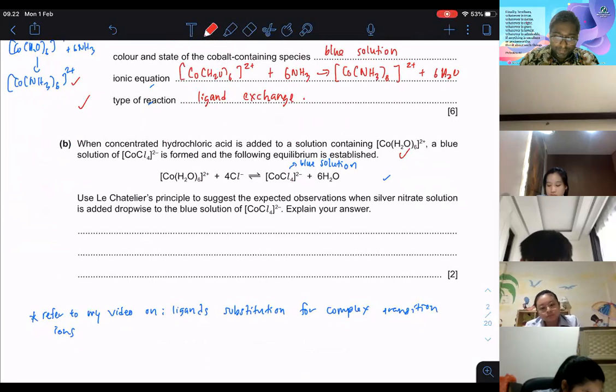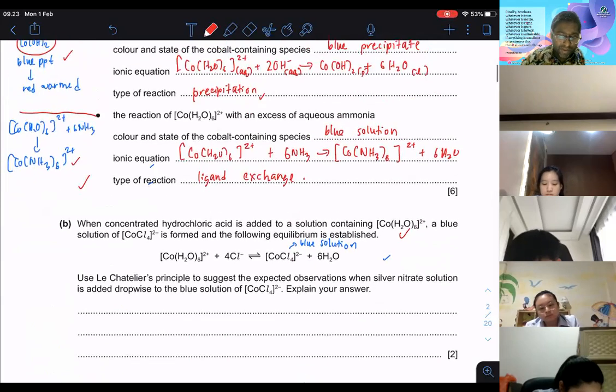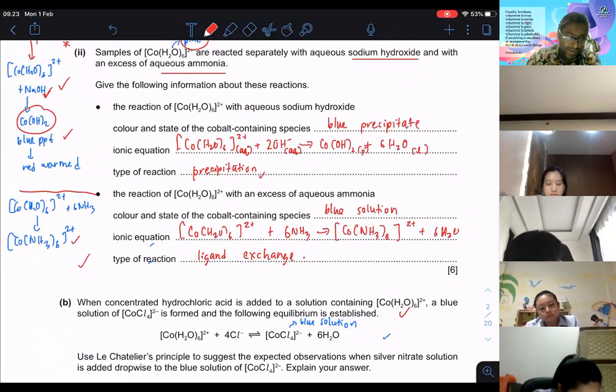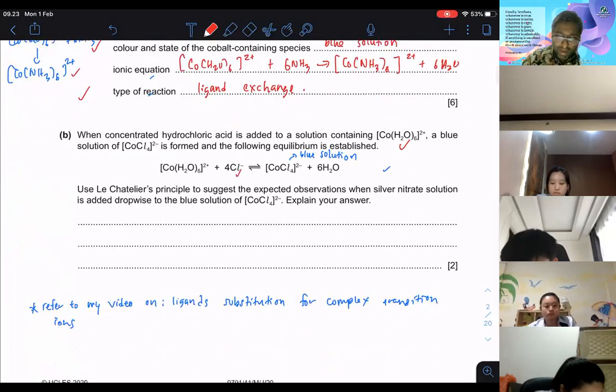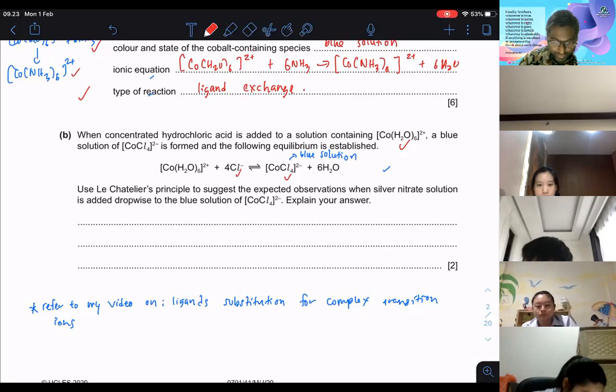cobalt this, a blue solution is formed, and the following equilibrium is going to be established. So you see here, when you are adding sodium hydroxide, you are going to get a blue precipitate. When you are adding ammonia, you are going to get a blue solution. When you are adding hydrochloric acid, you are going to get a blue solution. So please remember all this. In this case, use the LCP principle to suggest the expected observation when silver nitrate solution is added.